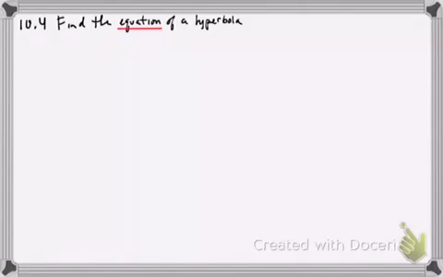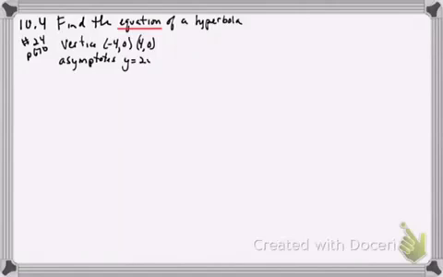So I'm going to do number 24 on page 670. And this one, they just give you the vertices. So the vertices are at -4, 0, and 4, 0. And they also give you the asymptote line is y equals 2x. So this is one of the asymptotes, and that's at y equals 2x.